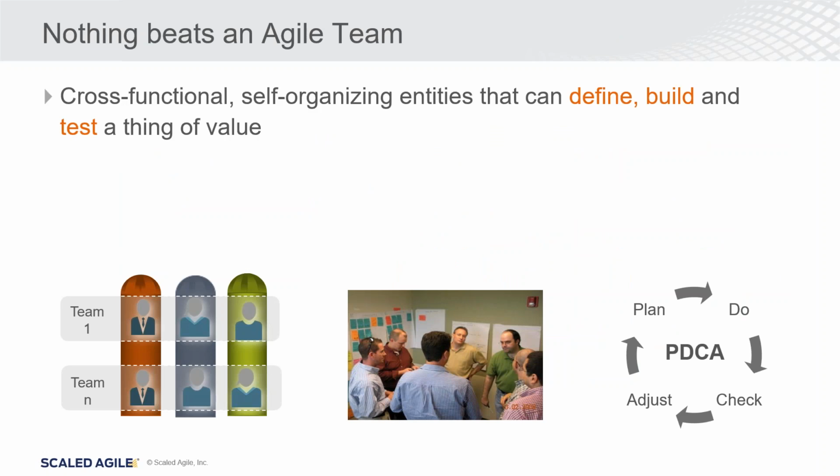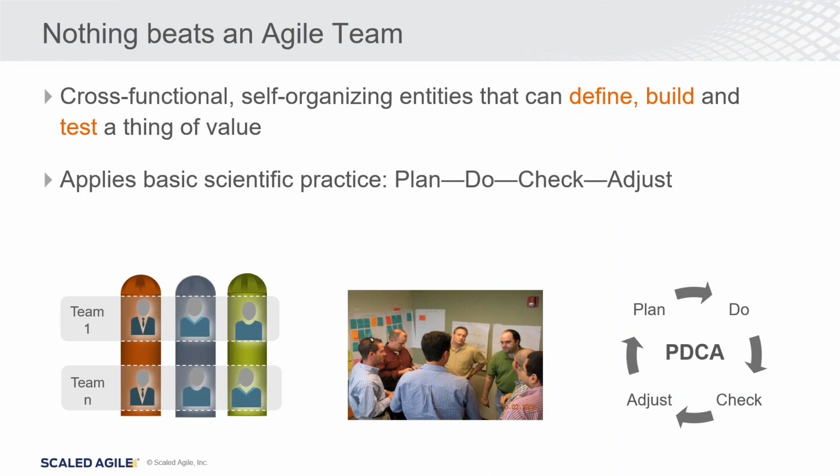And an agile team is a cross-functional, self-organizing entity that can define, build, and test. And what they say here is a thing of value. Notice that we aren't directly tying this to software development at this time, as SAFe can be applied to different types of projects, and definitely many of the principles from SAFe can be applied across an organization, regardless of what that company does.